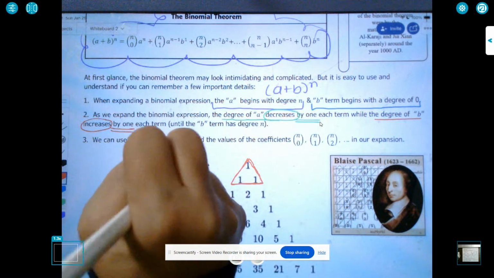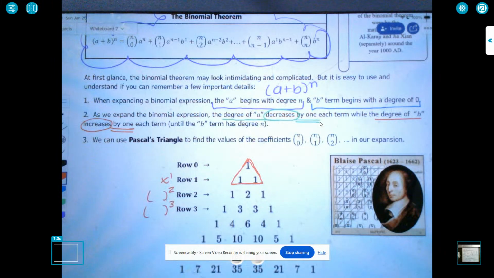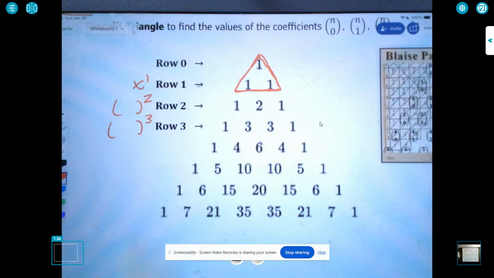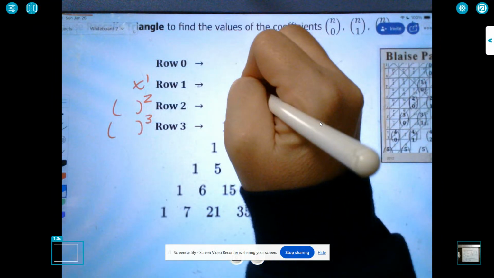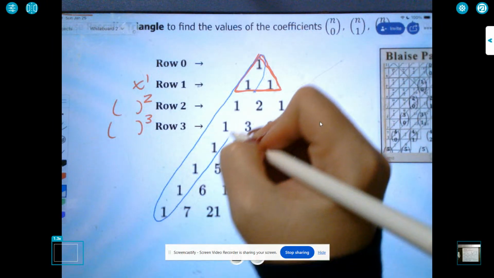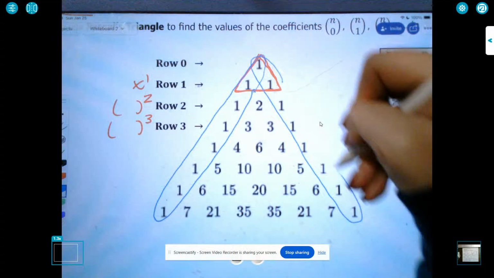So this would be x to the first. Row 2 would be whatever it is squared. Row 3 would be cubed. So the important thing to remember here is that row 1 is technically your second row of the triangle. Now, if you'll remember this, you can create your triangle. Literally all you do to fill in your triangle: this whole entire section over here, if you notice, is all ones. This whole entire section over here, if you notice, is all ones.